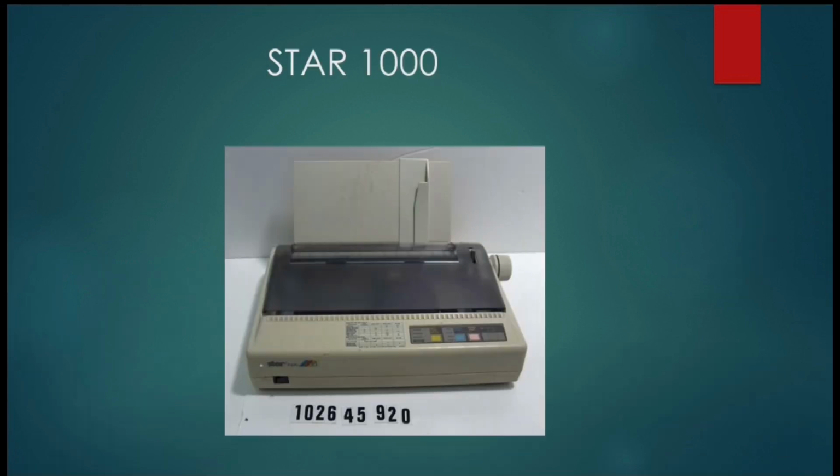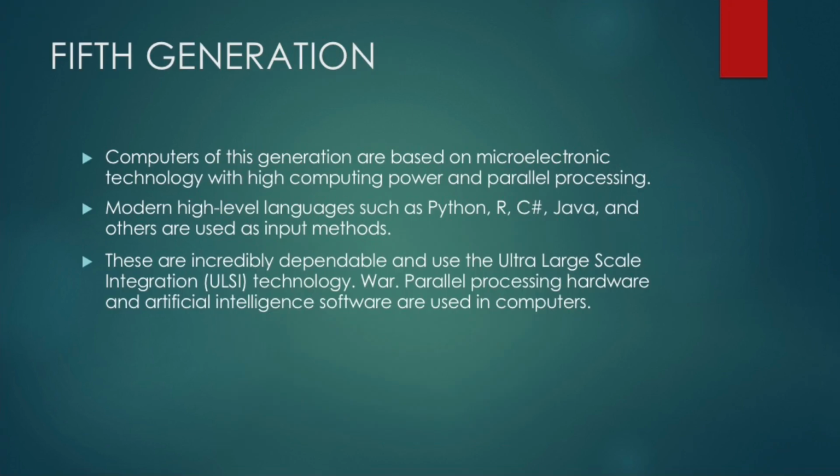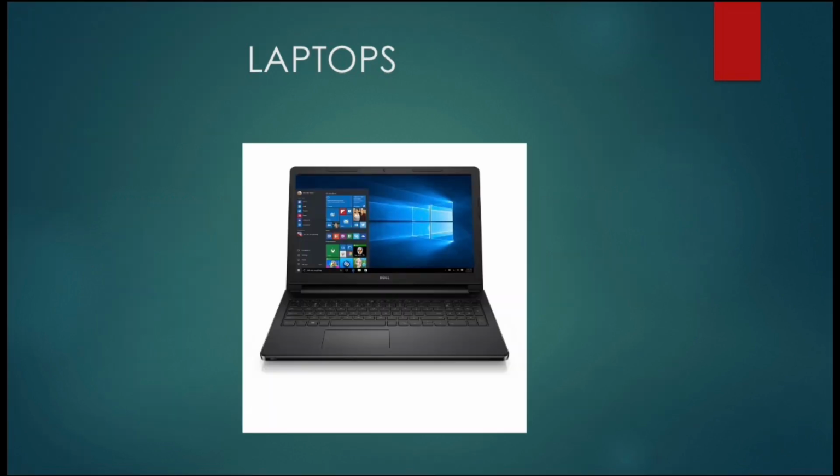Star 1000, Cray 1. Fifth generation. Computers of this generation are based on microelectronic technology with high computing power and parallel processing. Modern high-level languages such as Python, R, C#, and etc. These are incredibly dependable and use the ultra-large scale integration, or ULSI, technology, where parallel processing hardware and artificial intelligence software are used in computers. One example of a fifth generation computer is the laptop.